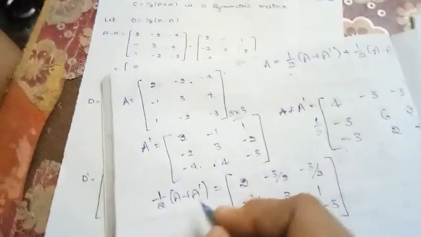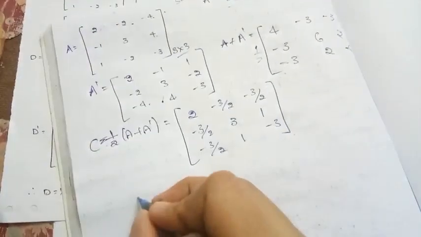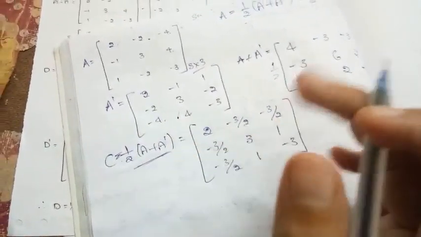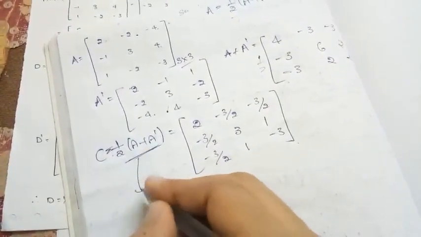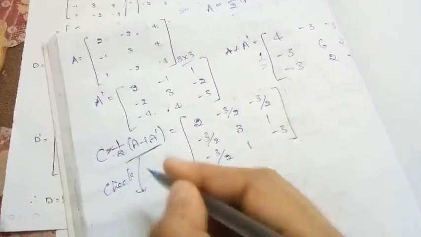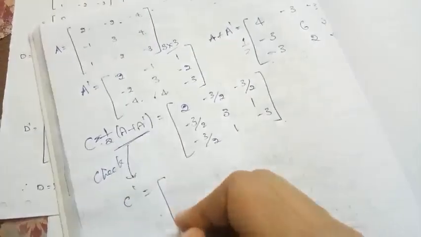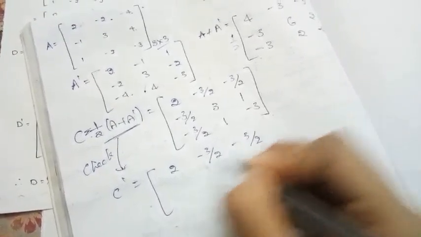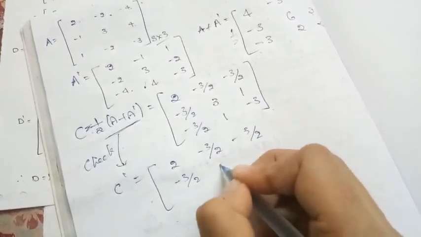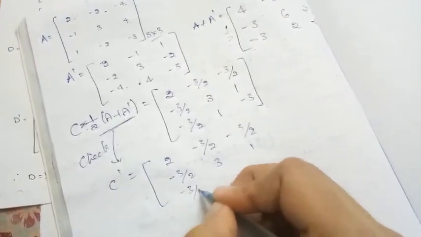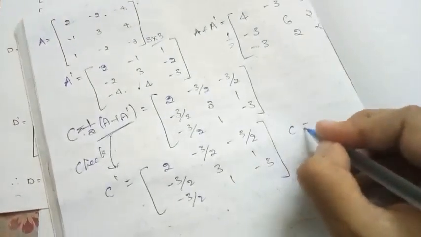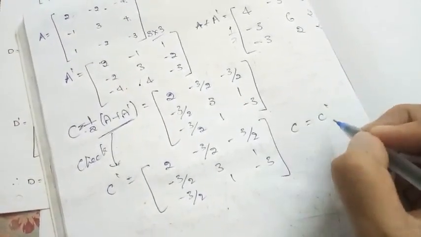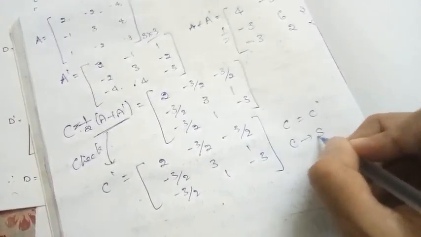I will call this matrix C. I need to check whether it is symmetric or skew symmetric. How do we check? I will take the transpose of this matrix. It becomes 2, -3/2, -3/2; -3/2, 3, 1; -3/2, 1, -3. You can see here that our matrix C is equal to C transpose, which means matrix C is a symmetric matrix.